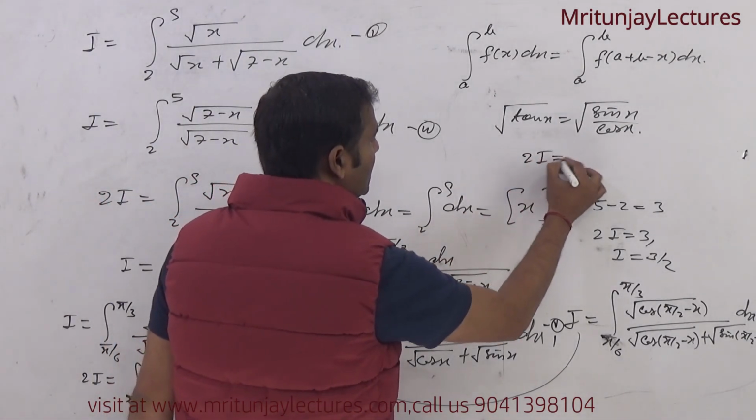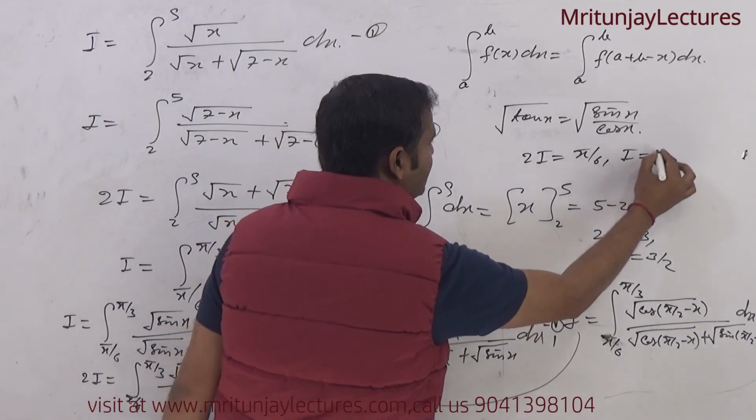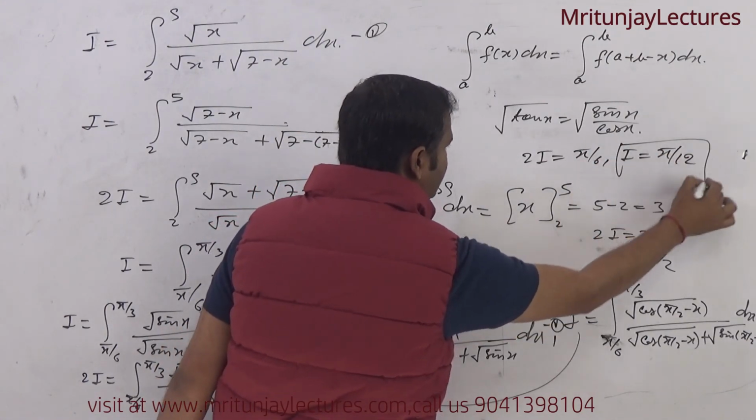So 2I equals pi/6. So I equals pi/12. This is the final answer. Make it.